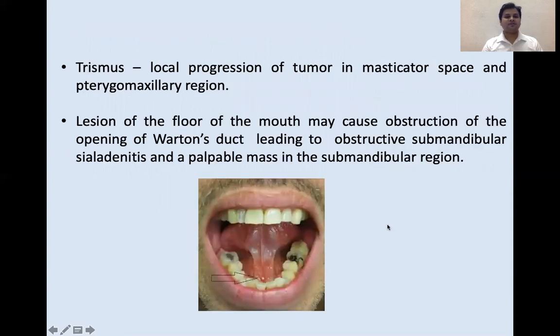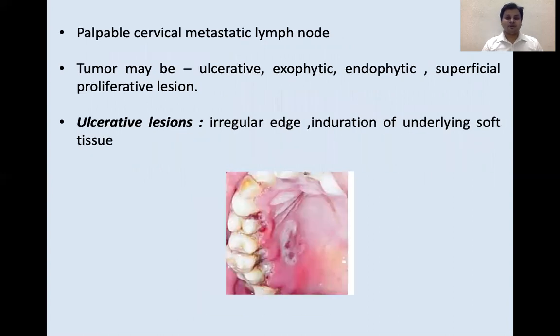When trismus is present, a lesion of the floor of the mouth may cause obstruction of the opening of Wharton's duct and lead to obstructive submandibular sialadenitis. There may be palpable cervical lymph nodes. The tumor may be ulcerative, exophytic, endophytic, or proliferative.